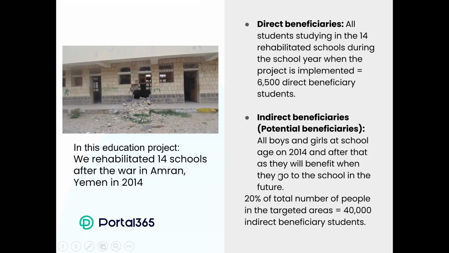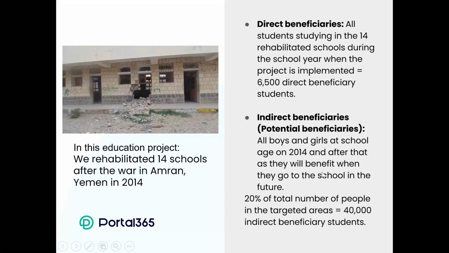But actually, there will be a lot of students, a lot of kids, boys and girls, who are going to study in the same 14 rehabilitated schools, and they will benefit from the rehabilitation and from the equipment that we provided. So in general, we call them potential beneficiaries, or we could consider them indirect beneficiaries. They will be 20% of the total population in the targeted areas. For example, these schools were in four districts, so we estimated that at least 40,000 students or kids will benefit in the coming few years, maybe in the next 10 to 20 years, as a result of the project.